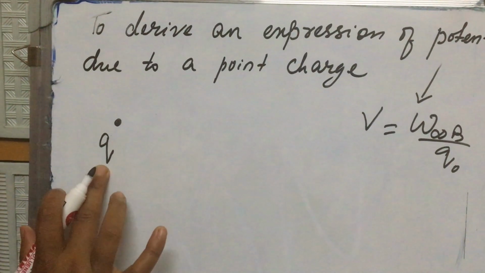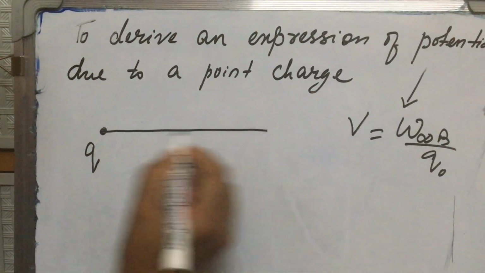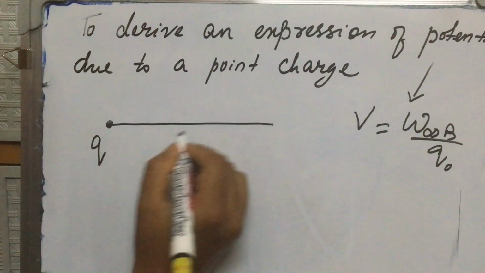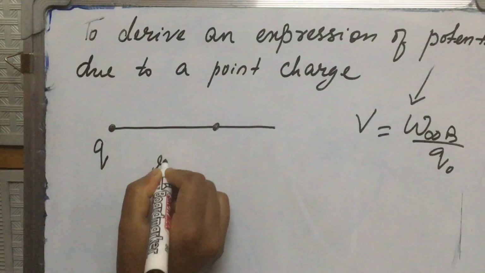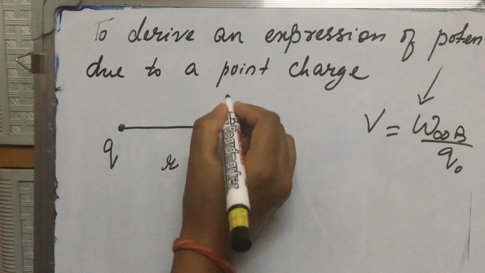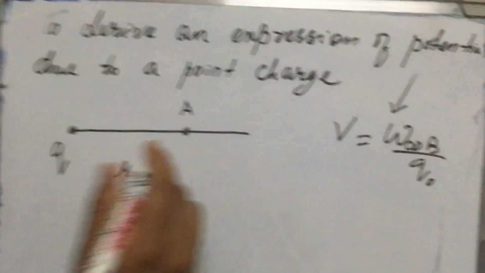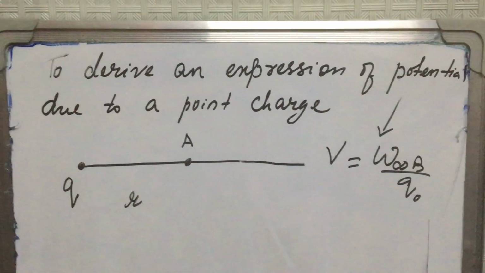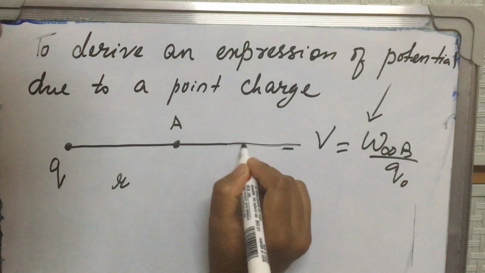Let's say here is a point charge and the field is due to the point charge. Now let us find out, at a finite distance of r, what will be the potential at this point. Let's call this point A. In this section we will find the expression of potential at this point.